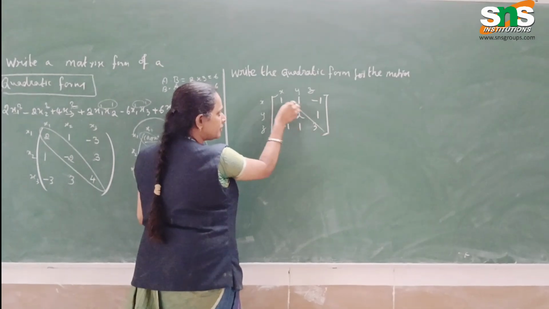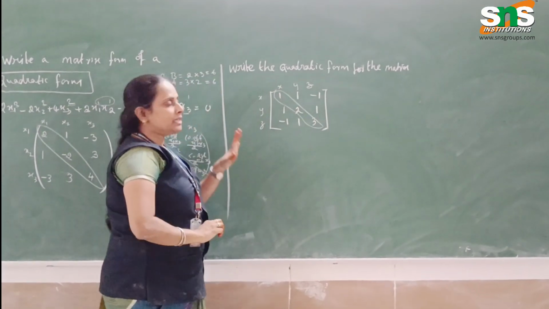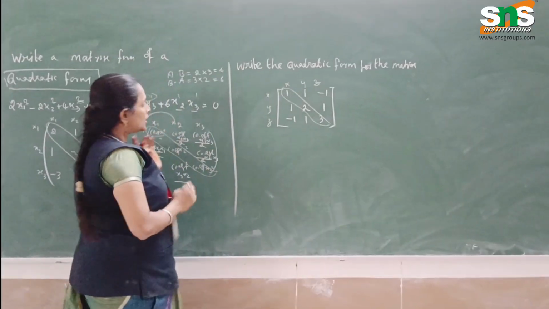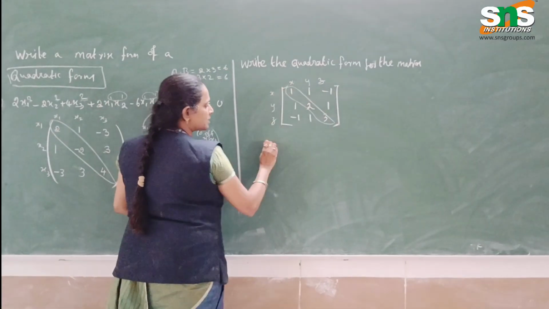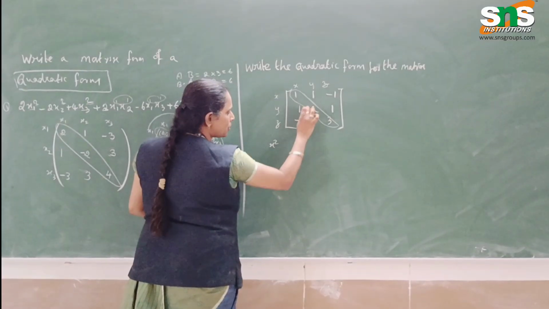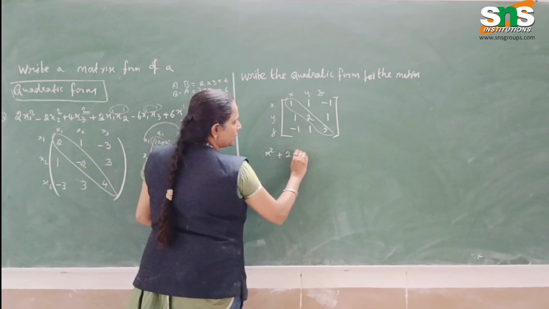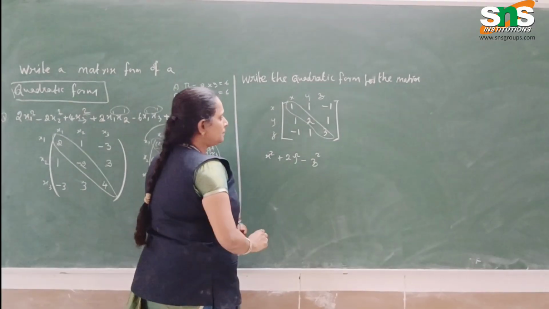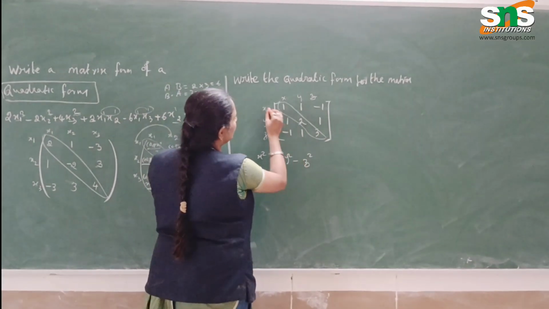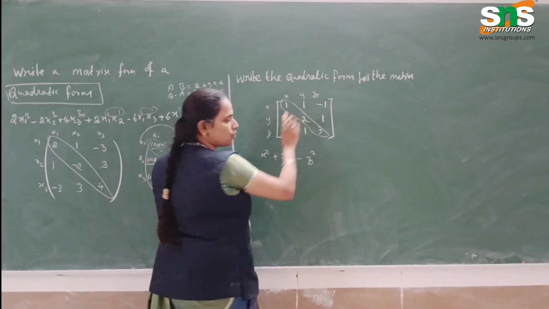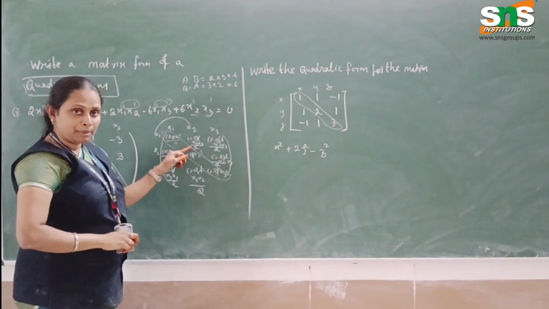So here first we have to write the diagonal. In this diagonal, x into x is x square, y into y is y square, but here it is 2, so positive, 2y square. Here also minus z square. Then next we have to write the remaining elements. So x into y, that is 1. In this we have to divide by 2.